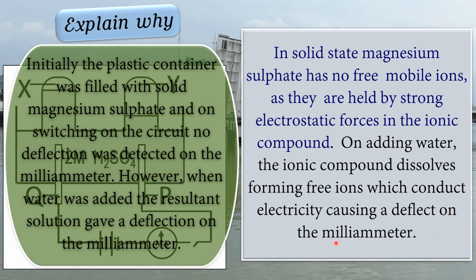So after adding water to solid magnesium sulfate, the magnesium sulfate dissolves in water. And when it dissolves in water, it forms free ions. And these free ions now conduct electricity. And when electricity is conducted, that's why we have a deflection on our millimeter.